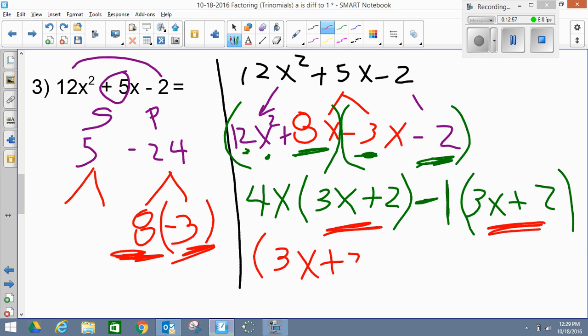Therefore, 3x plus 2 is a common factor. And whatever is outside comes to a second parenthesis for x minus 1. And that's your final answer.